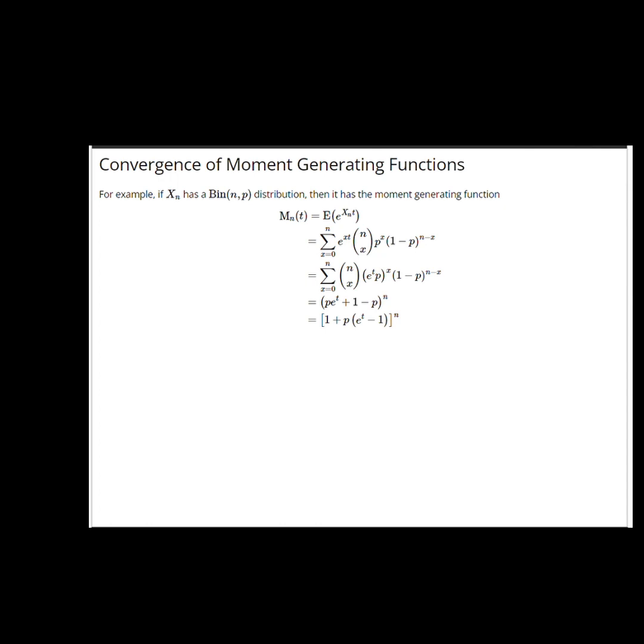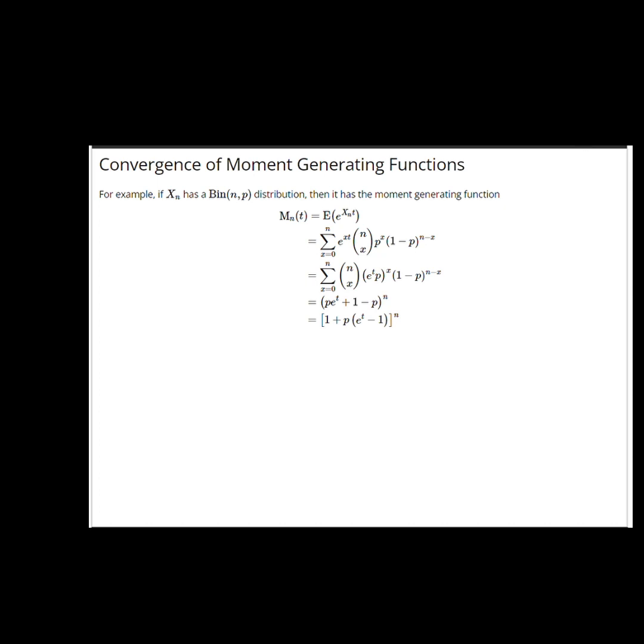Now it's just a question of evaluating this sum. And again, I see two quantities which are raised to the power x. I might as well pool them. E to the t is raised to the power x, so is p. So we'll rewrite this as the sum n choose x, e to the t p, the whole thing raised to x, times 1 minus p raised to the power n minus x.